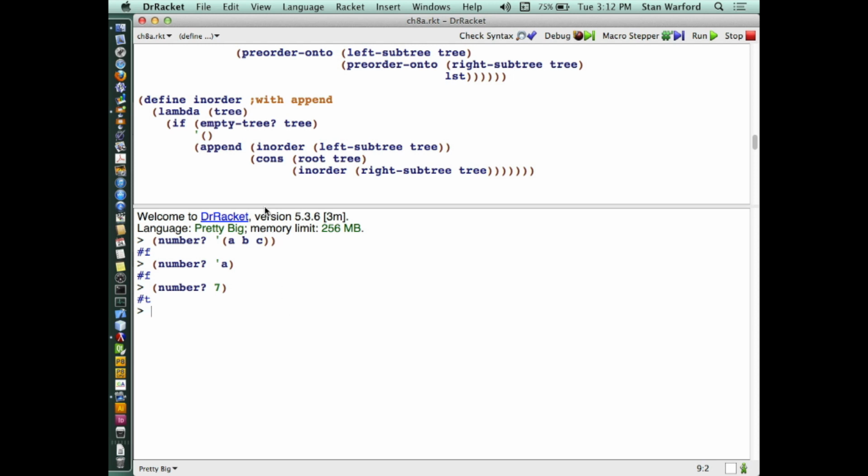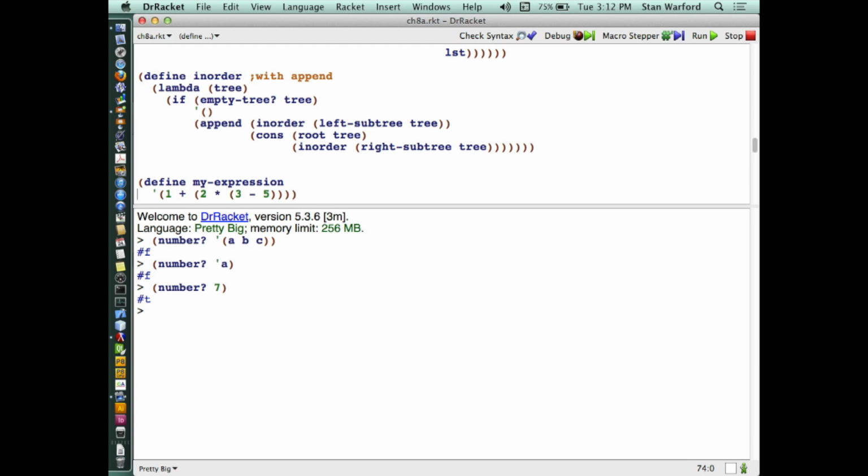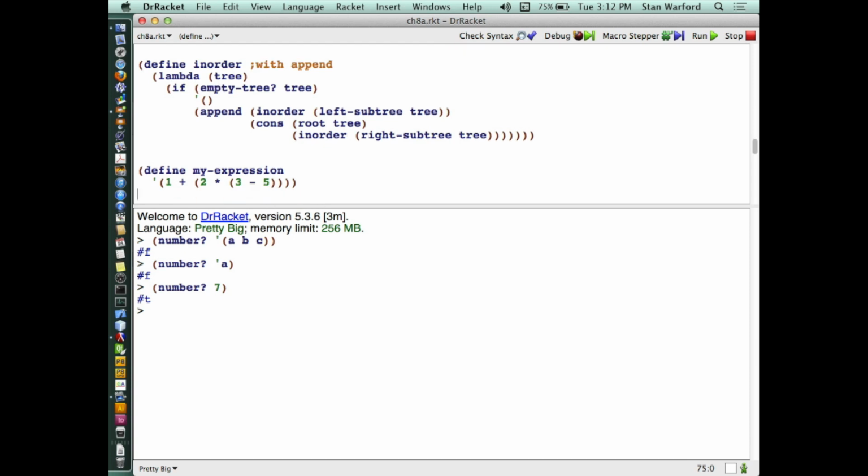Okay, so now what we're going to do is take a look at an expression, and here we have defined my expression to be this expression. Now, if I just type in my expression, because it was defined that way, that's what it is. What does it look like my expression is? What notation are we using here? Infix, but it's fully parenthesized. Okay, so it has to be parentheses. Are you with me?